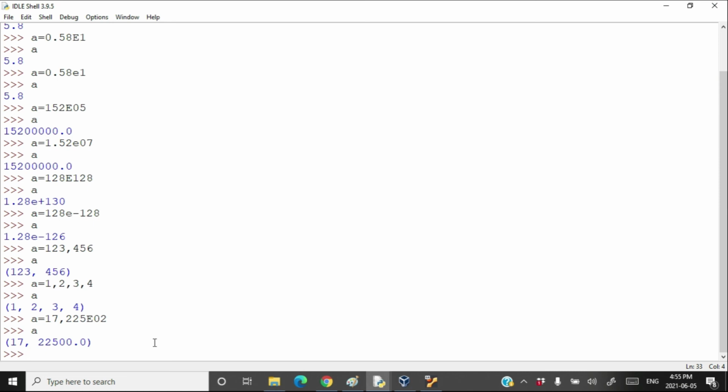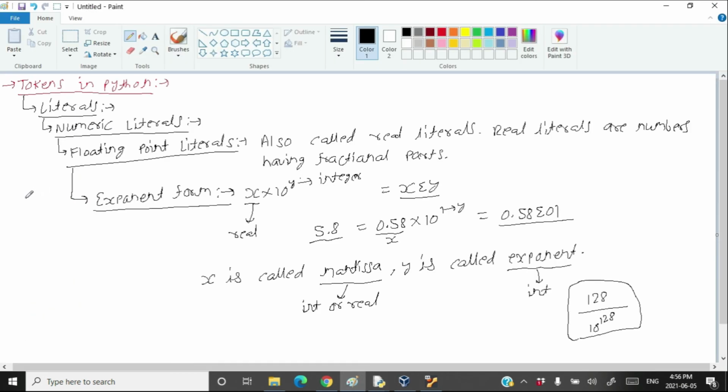So you should take care that you don't give a comma in an integer literal or floating point literal. The other numeric literal is complex numbers. Right now we are not going to talk about complex numbers. We will talk about it later. So we are done with numeric literals.